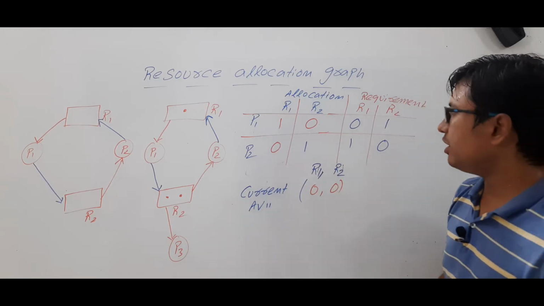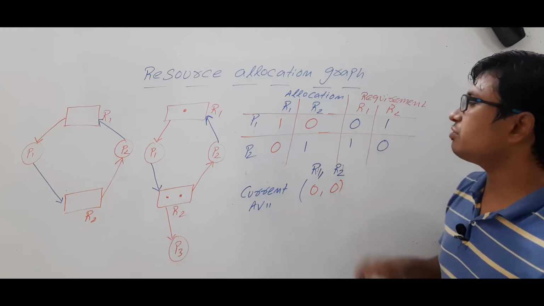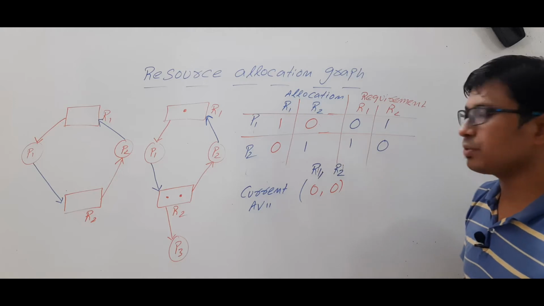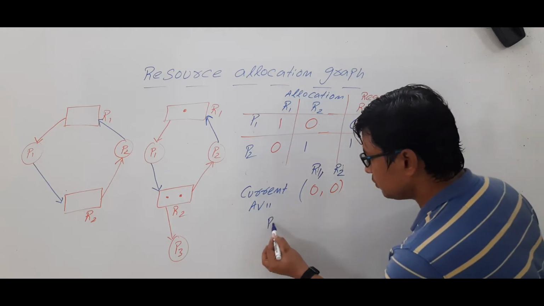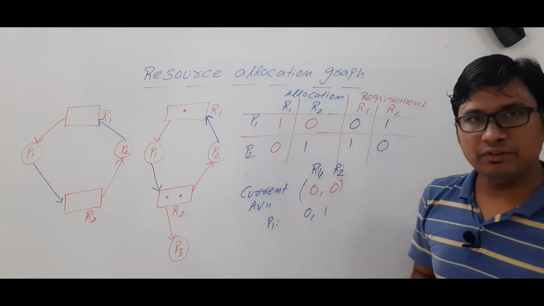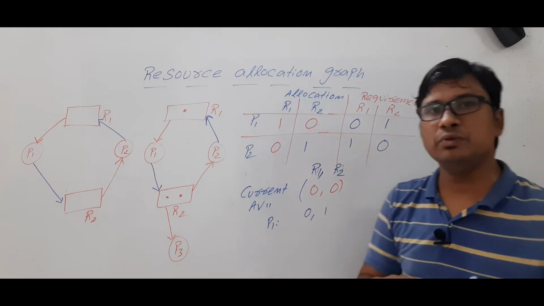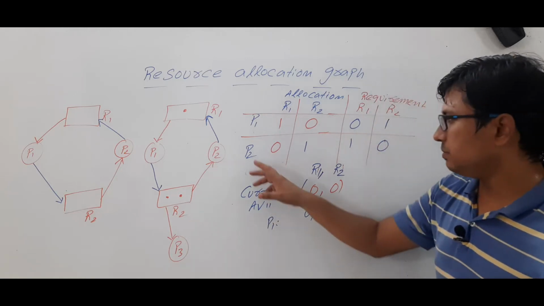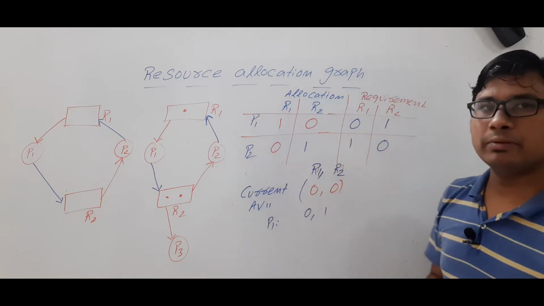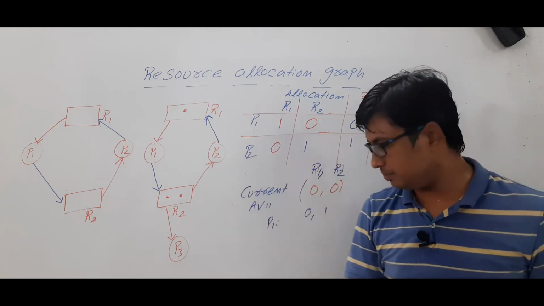Now with this availability, can we satisfy the requirement of any process? We will see the process P1. Process P1 requirement is 0 and 1. If we allocate the resource, then process P1 can complete its task. Similarly, process P2 requirement is 1, 0. If we can allocate, then process P2 will complete the task.